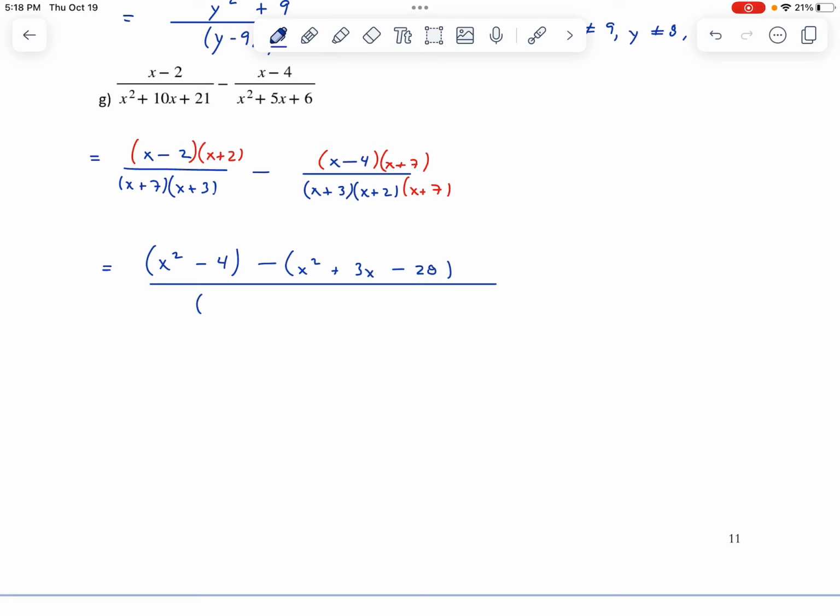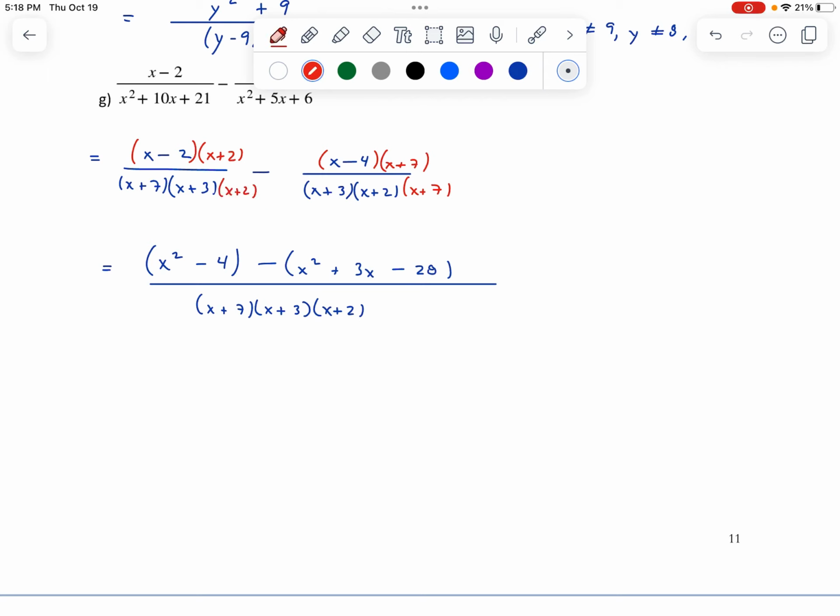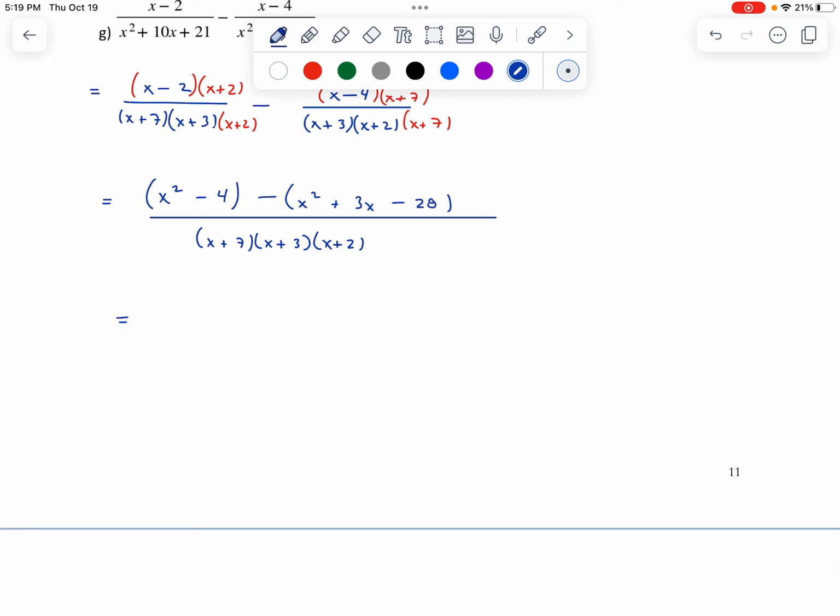And I'm going to put all that over x plus 7, x plus 3, x plus 2. And I forgot to write that here, so I'm going to write it now. I knew it was there. I just forgot to write it. Okay. I don't need to write them over separate fractions because I know that both of them are going to be over this. And maybe you can skip this step, or maybe it helps you get it right if you write this step, but I'm going to distribute the negative now.